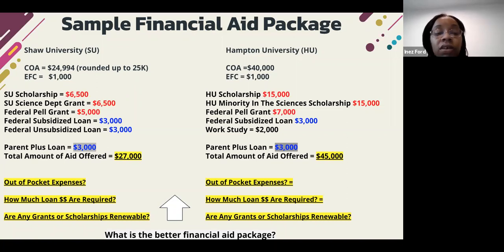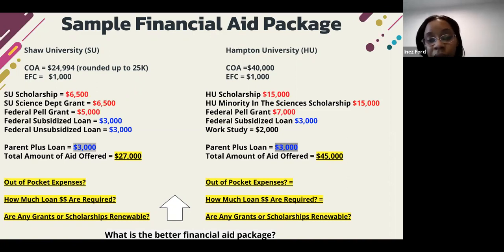That's 24. So if you look at this, right, they gave $24,000 worth of student aid. If you took all the loans out, minus the Parent Plus loan, you've got $24,000 worth of financial aid. Shaw cost you 25. That means your out of pocket is 1,000, and you had to take out 6,000 in loans. So again, 6,000 in loans, $1,000 out of pocket.